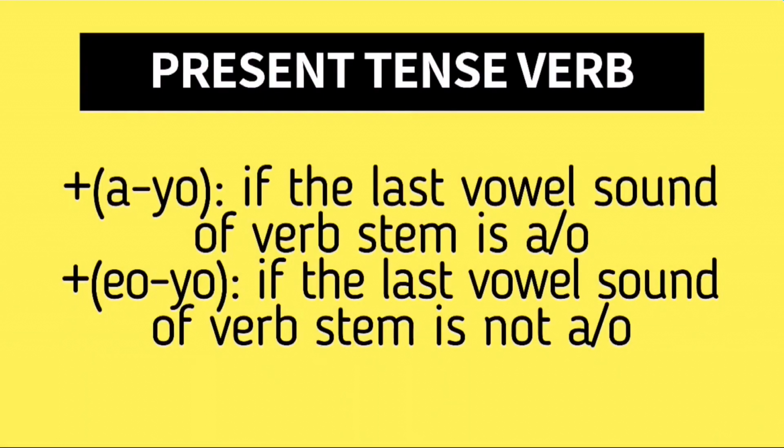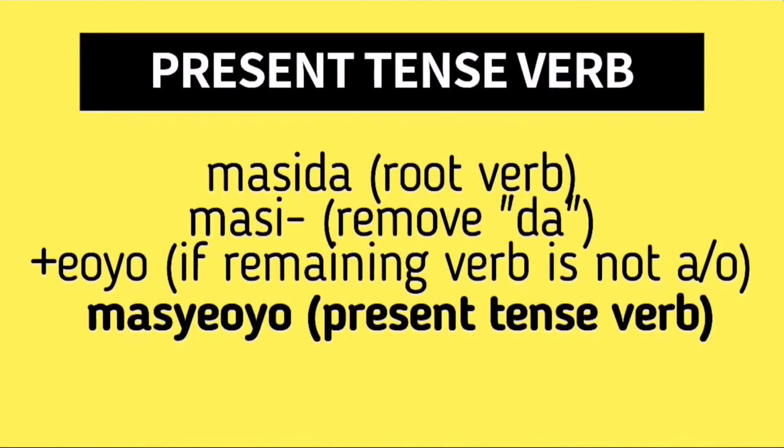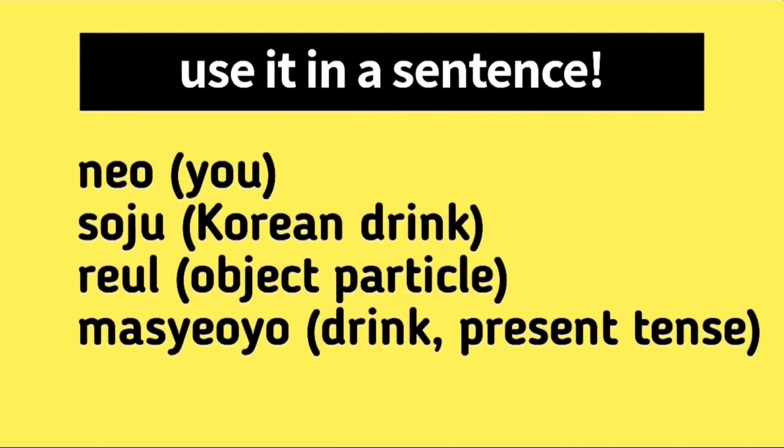As we have mentioned in the previous video, we will use ayo if the last vowel sound is a or o. And we will use oyo if the last vowel sound is not a or o. So for the case of mashi, since it does not end with a or o, we'll be using oyo. So mashi plus oyo is mashoyo. And again, mashoyo is just the present tense action of drinking. And this is the present tense form of mashida, which is our word for today.